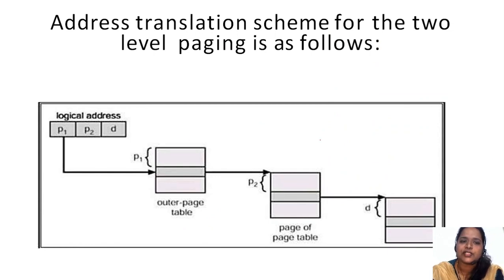And how does the translation scheme work? In this logical address, P1 is going to be found first in the outer page. The outer page produces an offset into an inner page, and by taking the offset of that inner page we search for a particular entry, and then that is added with the displacement, and then we find a particular page in a particular frame. This is how the translation is done.